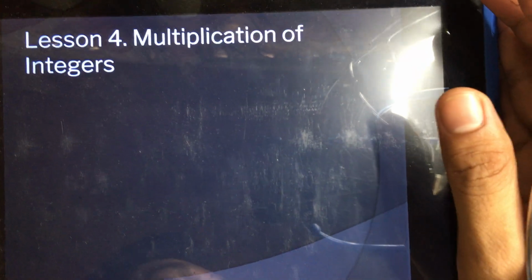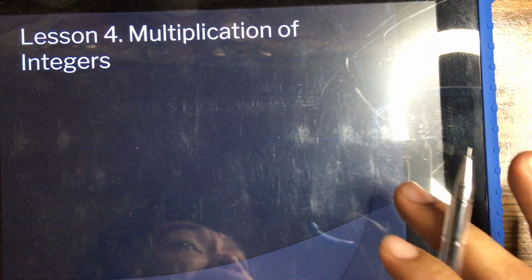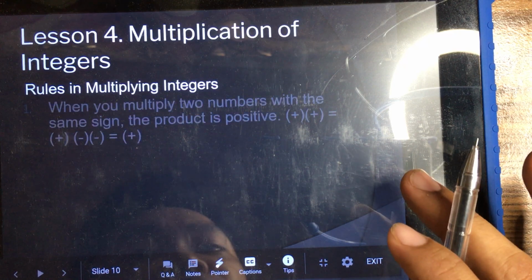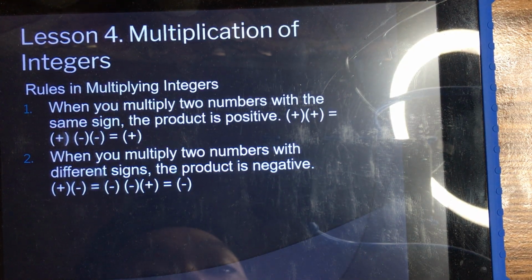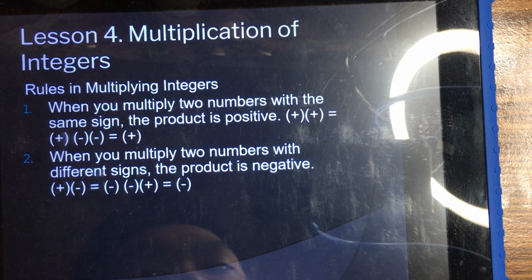So, let's proceed now to multiplication of integers. These are the rules of multiplication of integers. When you multiply two numbers with the same sign, the product is positive. Again, when you multiply numbers with the same sign, the product is positive. But if they have different signs, then the product is always negative.